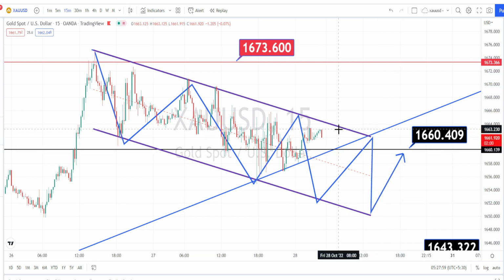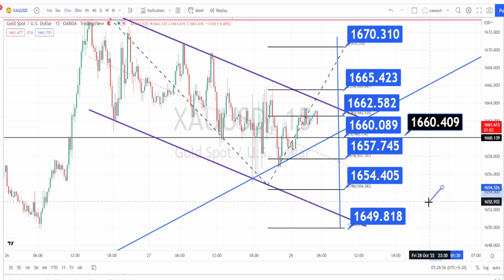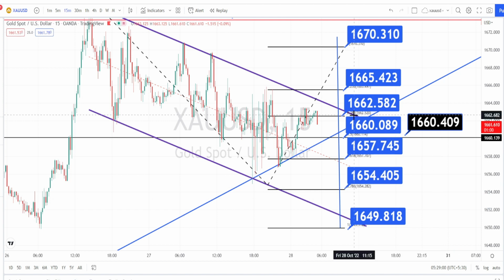And if the price action breaks the resistance line, we can expect the bullish side retracement to start in the 5 minutes time frame also. The values within these blue color boxes are the resistance and support levels for the current price action in the 5 minutes time frame. Currently the price action is trading between the resistance level of 1662 and the support level of 1660.